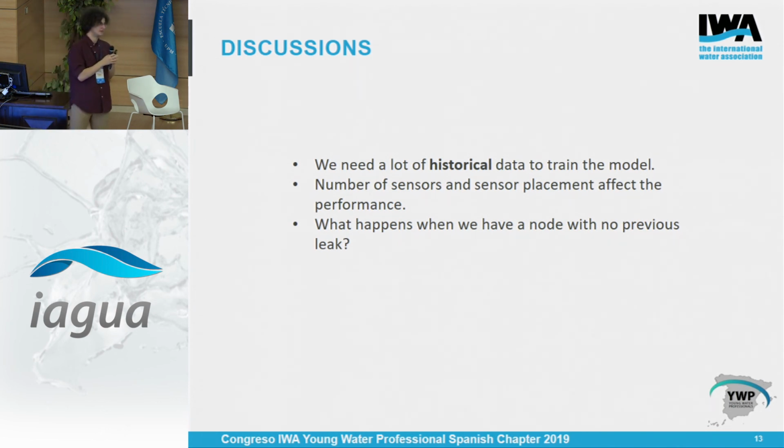For example, I said we had 31 nodes in the Hanoi case. We miss one, there's never a leak at node 1. And for example, we now have a leak at node 1. In reality, what would happen then? Our model would not work that well.